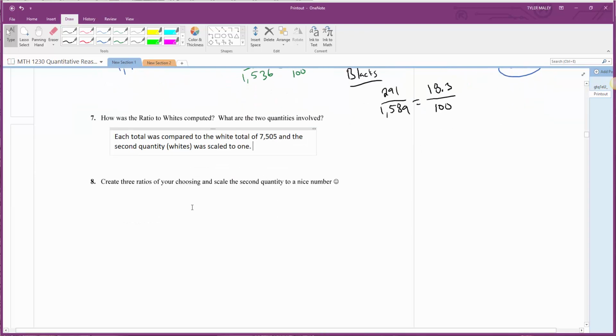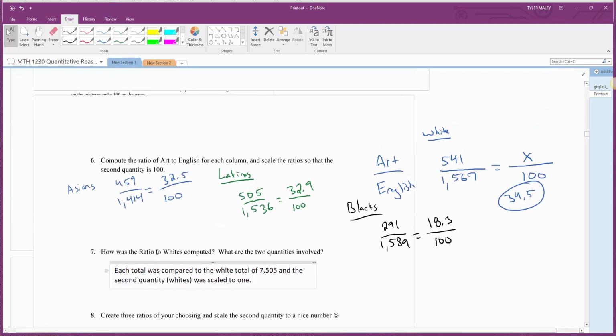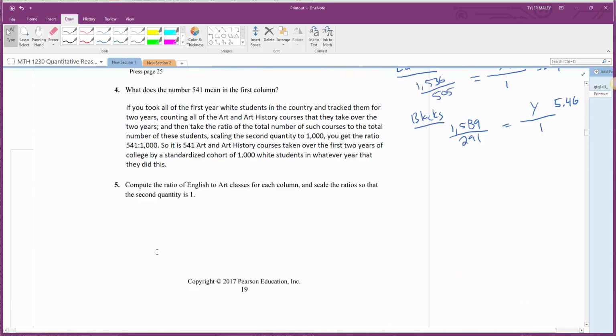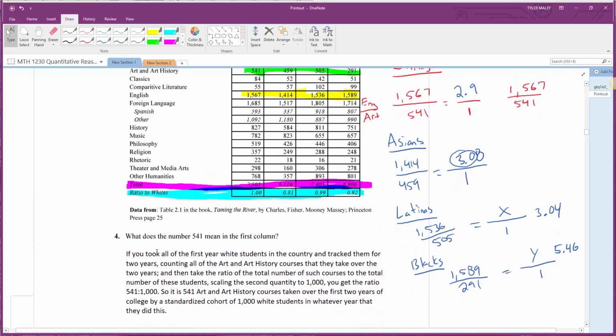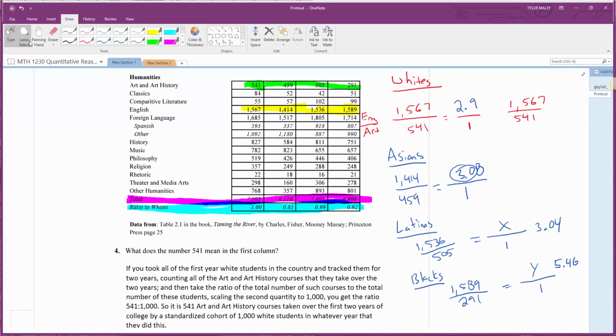Number 8 is something you can do on your own. It says create 3 ratios of your choosing and scale the second quantity to a nice number. Also, before we go, for number 7, what might help understand what's going on is if I do some writing off to the side. Let me do some erasing real quick, just maybe one more minute.